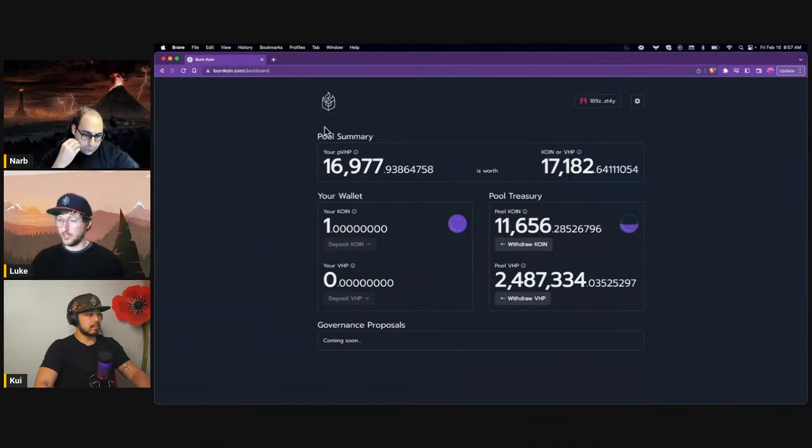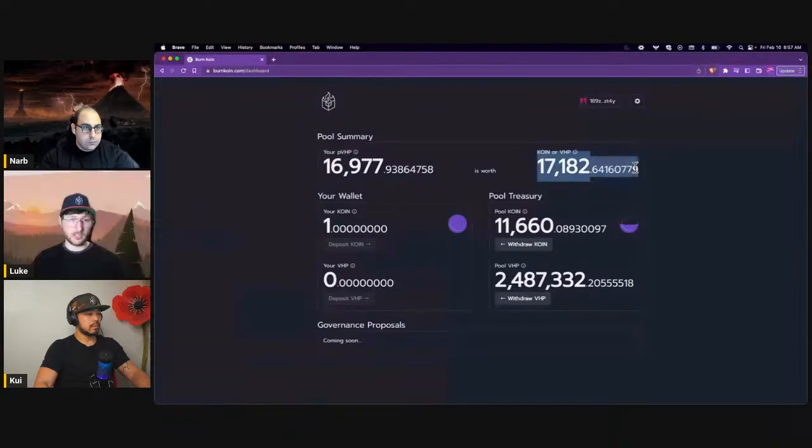And then here we get into the detail of how much PVHP you have, which, if you'll remember, is the token that we created for the pool. So this is your liquidity token that sits in your wallet. And then this is how much that's actually worth in terms of, if you were to pull it all out as coin or VHP, this is how much you would get. And then again, your wallet, how much coin you have, how much VHP you have.